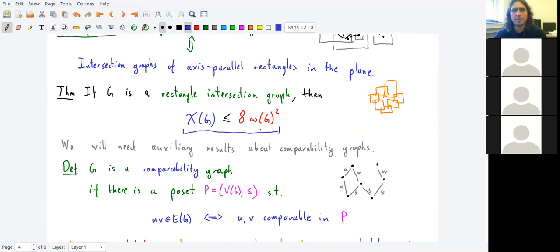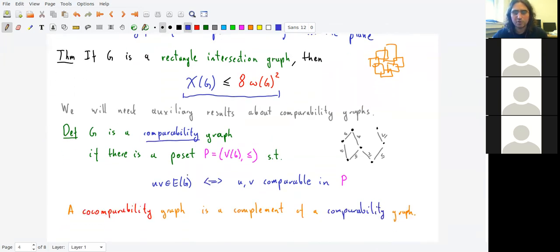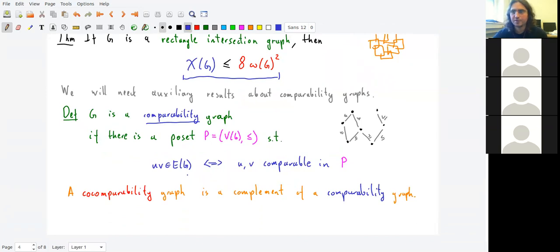We need some preparation for this result. We will need a few auxiliary results about comparability graphs. So what is a comparability graph? A comparability graph is a graph that can be understood as a poset. There is a partial order on the vertices of your graph, such that you have an edge between two vertices if and only if these two vertices are comparable in the poset.